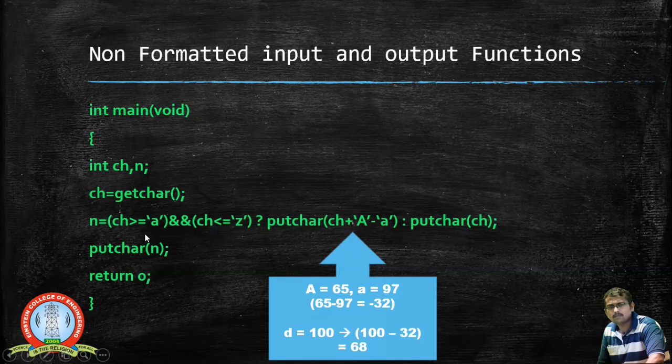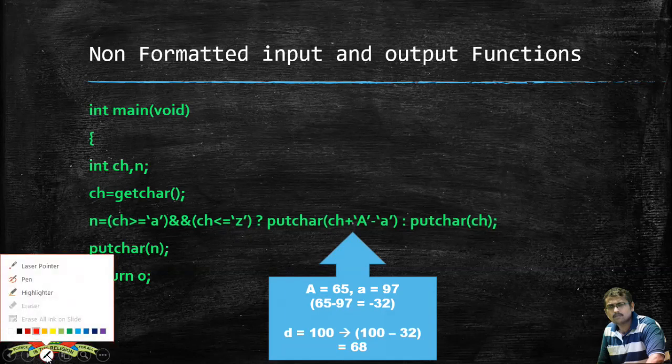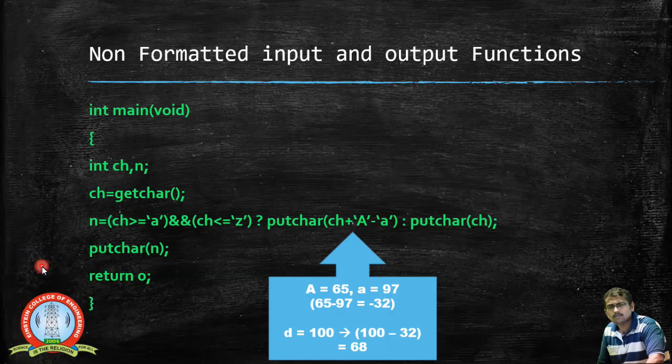Now what I am doing here is making a comparison with the characters. After getting this character, I check whether this ch falls in between small a and small z, because this is a ternary operator. This ternary operator consists of operations: if it is true, this part will be executed, and if it is false, then this part will be executed.